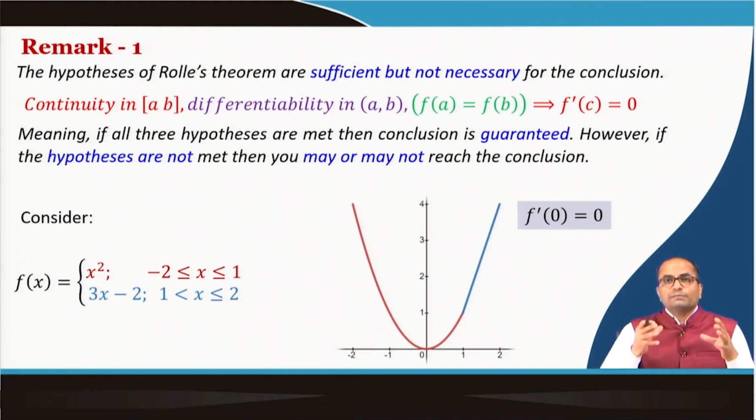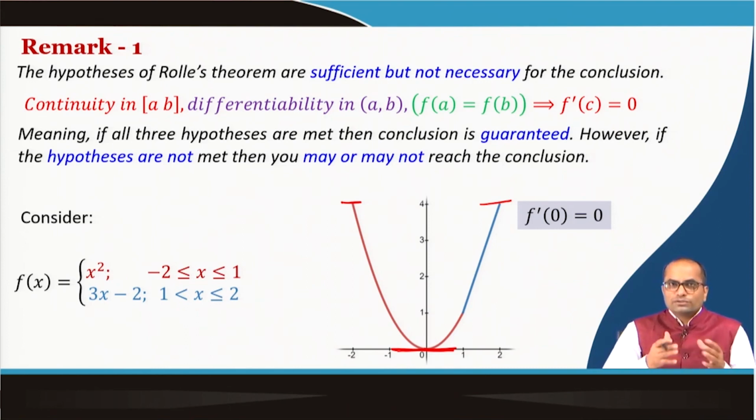differentiable at this point. That means not all the hypotheses of Rolle's theorem are met, because the function is not differentiable in this interval. All other conditions are met: the function values at a and b are the same, the function is continuous, but it is not differentiable in this open interval minus 2 to 2. But what do we see? There is a point here where the tangent is parallel to the x axis, but this is not the conclusion of Rolle's theorem.